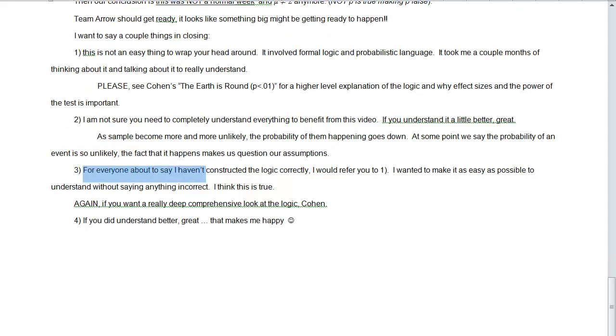So for everyone about to say I haven't constructed the logic correctly, I really wanted to make this as easy as possible to understand without saying anything incorrect. And I actually think that that's true. I've gone over this a couple of times. I think everything is true, even though, yes, the logic is simplified. Again, if you want a really deep, comprehensive look at the logic of a p-value, please see Cohen.